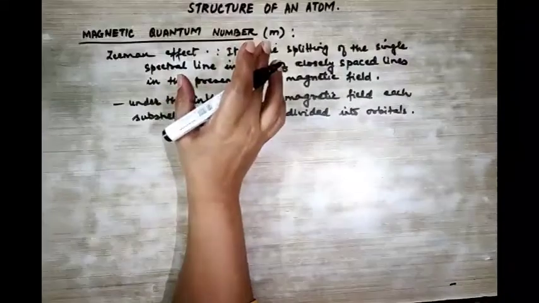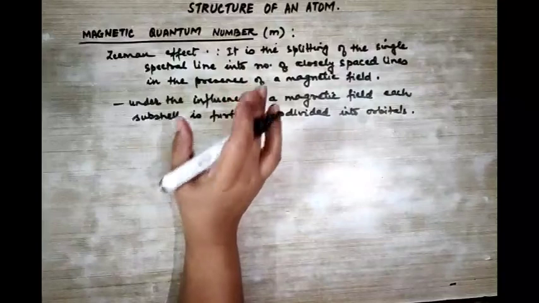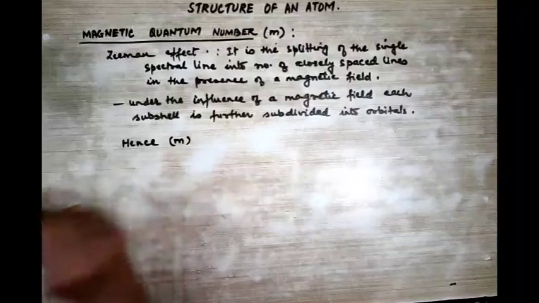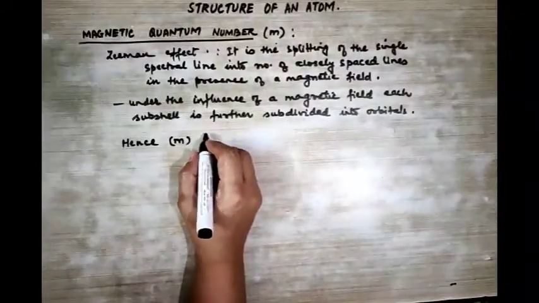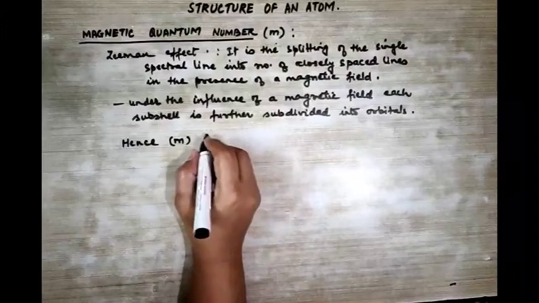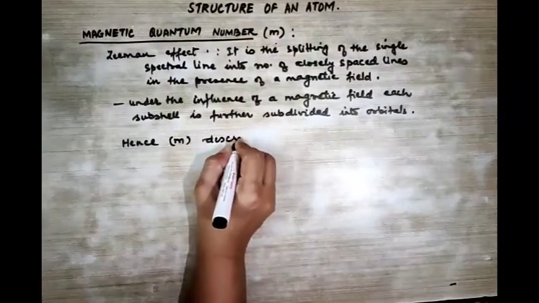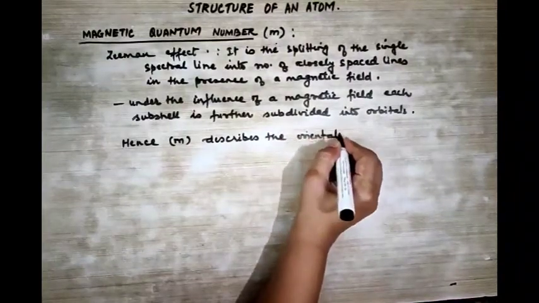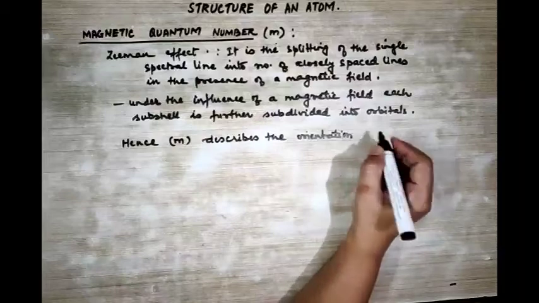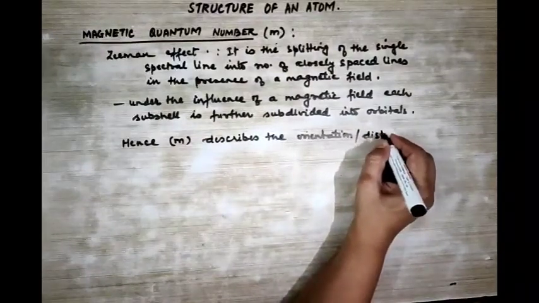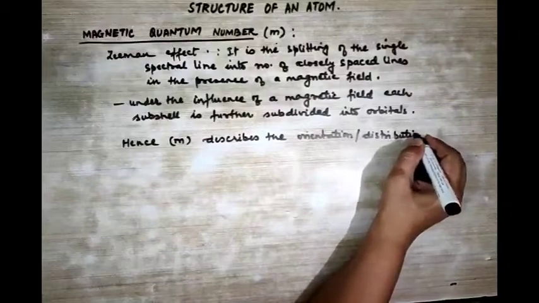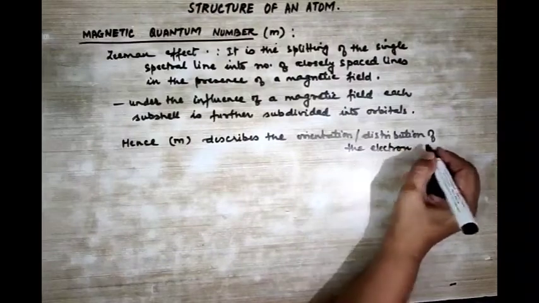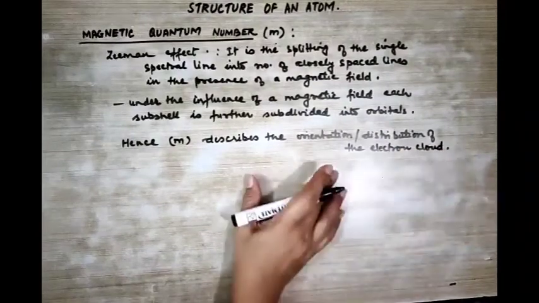The orientation or the distribution of the electron cloud. Hence, the magnetic quantum number, what does it describe? It describes the orientation, or in other words the distribution of the electron cloud. Is this clear?